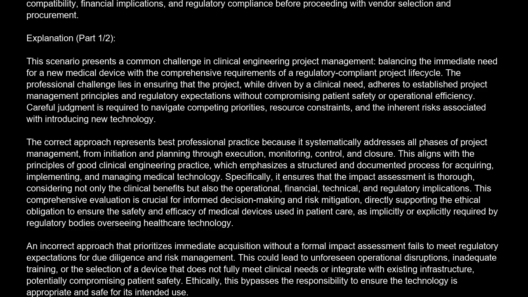An incorrect approach that prioritizes immediate acquisition without a formal impact assessment fails to meet regulatory expectations for due diligence and risk management. This could lead to unforeseen operational disruptions, inadequate training, or the selection of a device that does not fully meet clinical needs or integrate with existing infrastructure, potentially compromising patient safety. Ethically, this bypasses the responsibility to ensure the technology is appropriate and safe for its intended use.